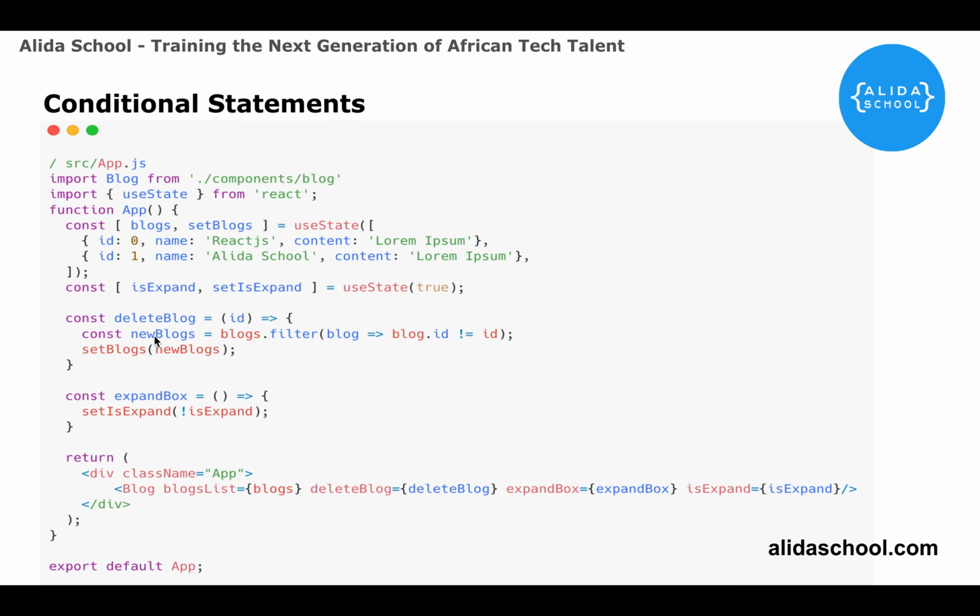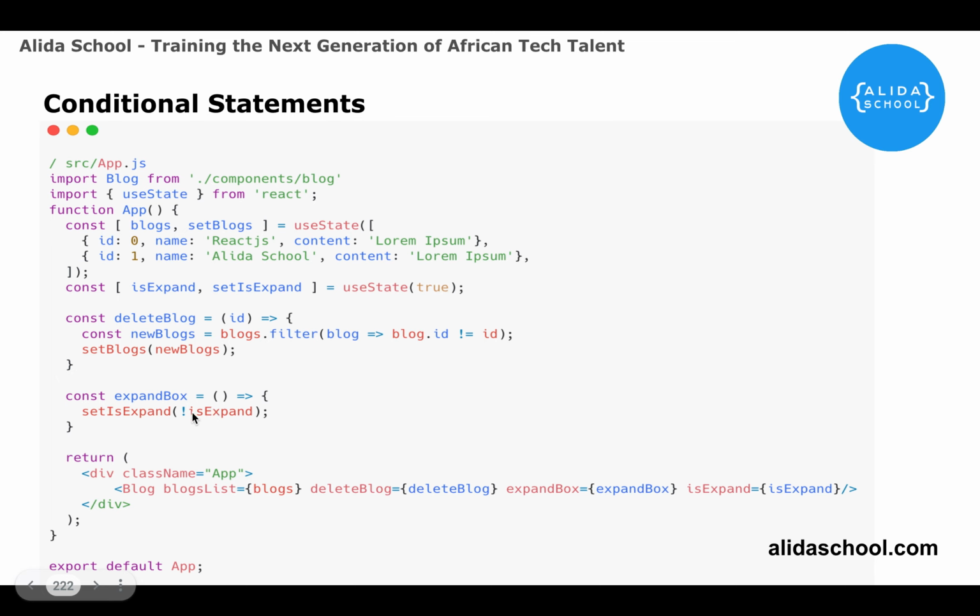We've already seen how to use the delete blog function. And we are now going to create a function for the expand box. So that when I call this, currently, the isExpand has a value of true, right? So I'm negating it. I'm going the opposite way, all right? So I'm saying whatever the current value of the isExpand is, I want to negate it. I want to take the opposite of it.